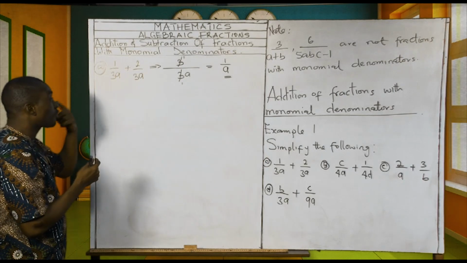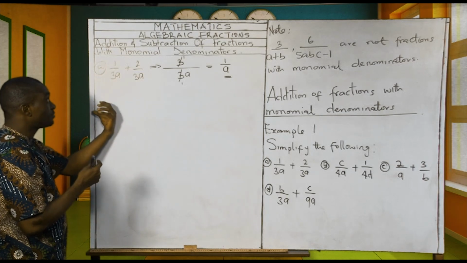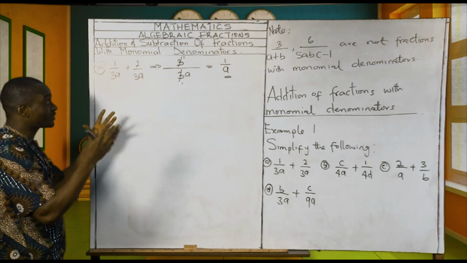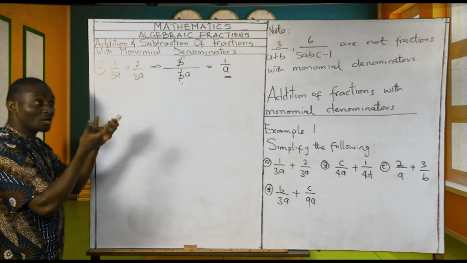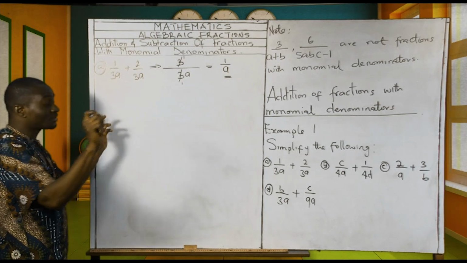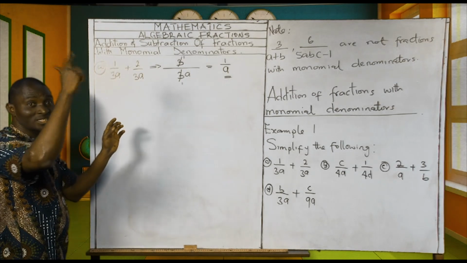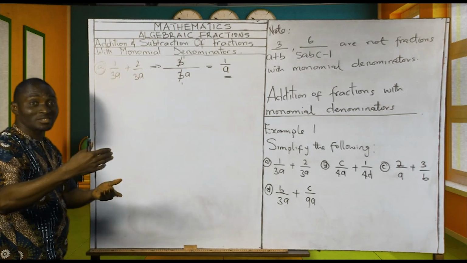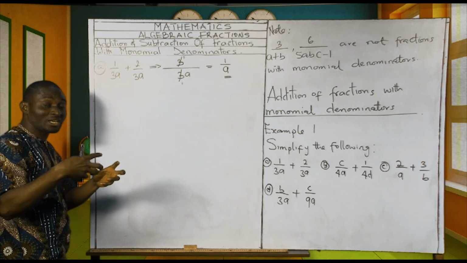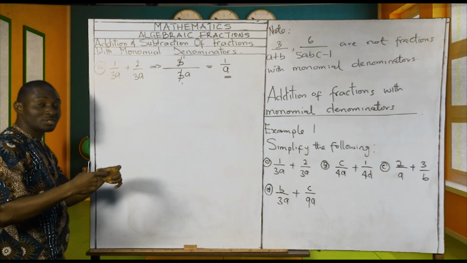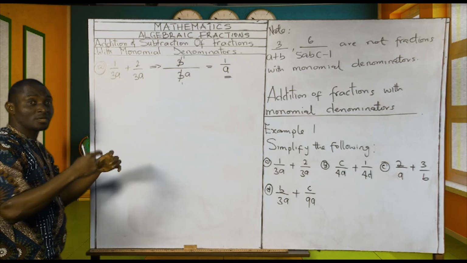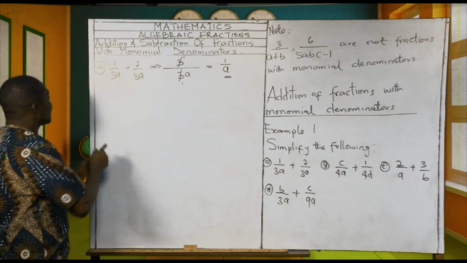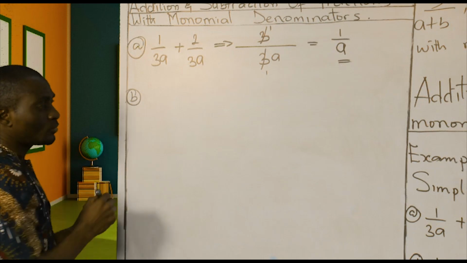Whenever you have common denominators, either algebraic fractions or not, when you are adding any fractions together, what you just need to do is write out their common denominator and add their numerators, even if the fractions you are adding are more than 3, 4, 5, even 10 fractions. If their denominators are the same, just write out the denominator and add their numerators. That is it.